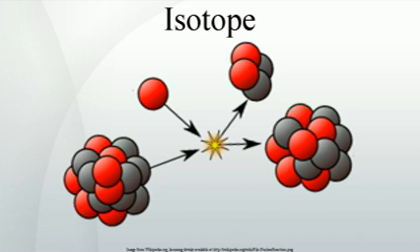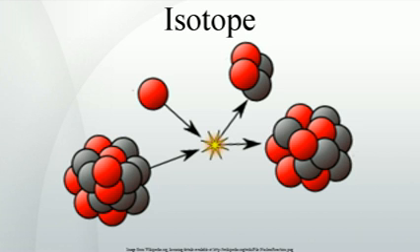For example, carbon-12, carbon-13 and carbon-14 are three isotopes of the element carbon with mass numbers 12, 13 and 14 respectively. The atomic number of carbon is 6, which means that every carbon atom has 6 protons, so that the neutron numbers of these isotopes are 6, 7 and 8 respectively.